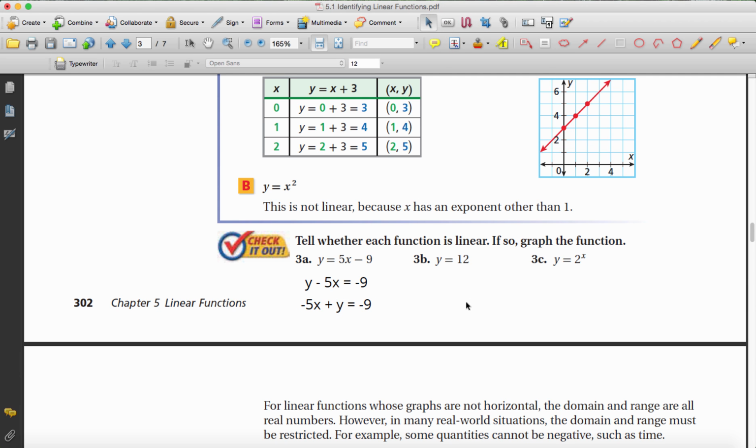So when I rearrange the terms, the first term will become a negative 5. So I've rearranged the terms here. So this is standard form. Capital A would be negative 5. Capital B would be 1. And capital C would be negative 9. So the answer is yes, this is a linear function. And so now I'm going to go ahead and graph this function. Let me show you how you can do that in your calculator.